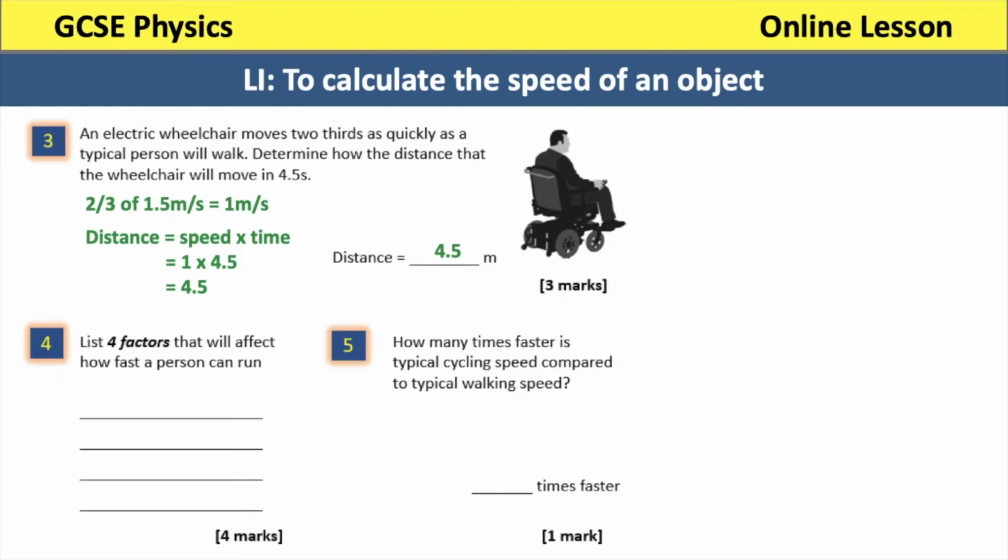Question number 4, we were asked to list 4 factors that will affect how fast a person can run. Now, we went over those a few moments ago. We could have said the age of the person, the level of fitness of the person, the terrain that they are running on, whether they're on a running track, for example, made out of tarmac, or whether they're running through a field, etc. And then finally, we could have said how long a distance they are going to run for.